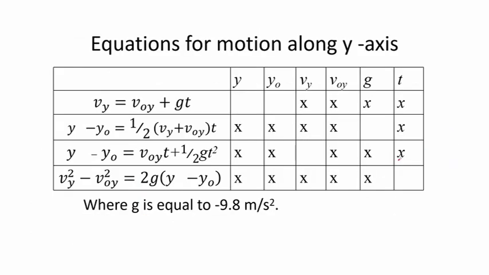Now let us look at the equations of motion along the y-axis for projectile motion. Recall the table of equations of motion for objects moving vertically, where the value of g is equal to negative 9.8 meters per second squared. We see that all of the equations are retained for projectile motion.